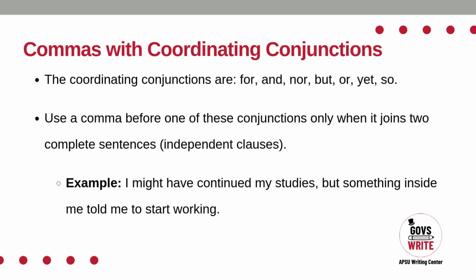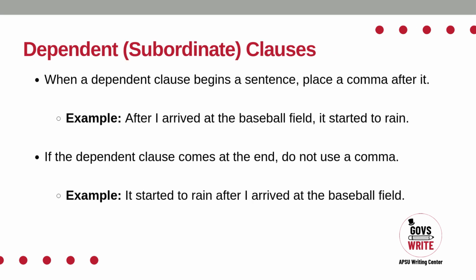Commas with coordinating conjunctions. The coordinating conjunctions are for, and, nor, but, or, yet, and so. Use a comma before one of these conjunctions only when it joins 2 complete sentences, or independent clauses. For example, I might have continued my studies, but something inside me told me to start working.